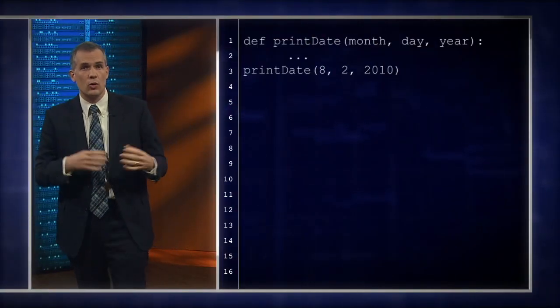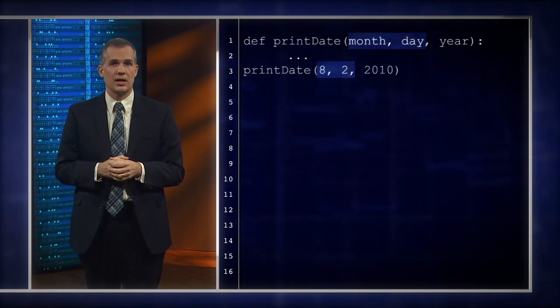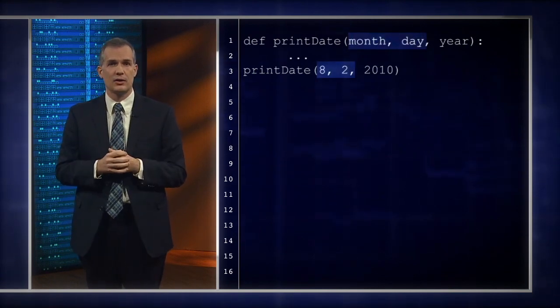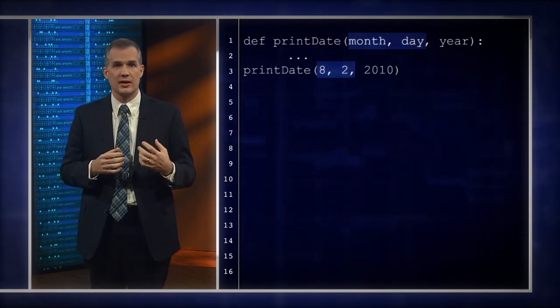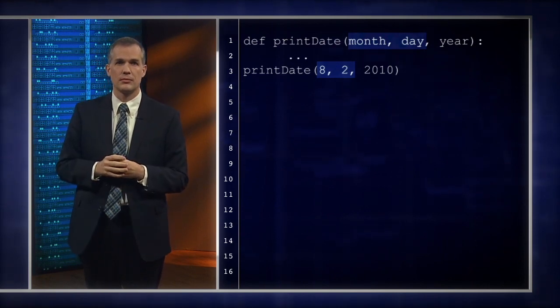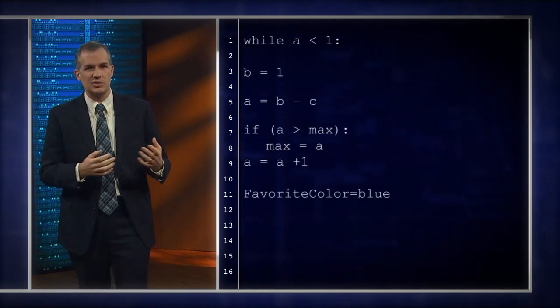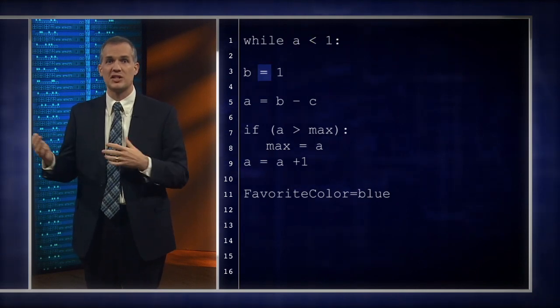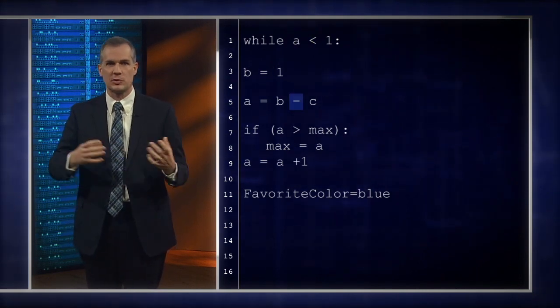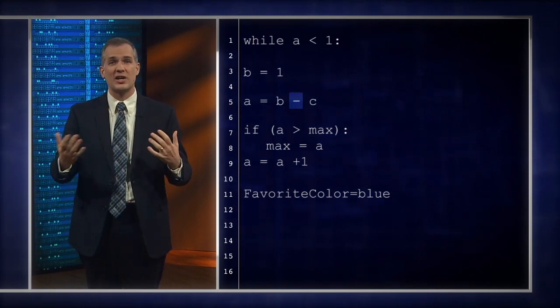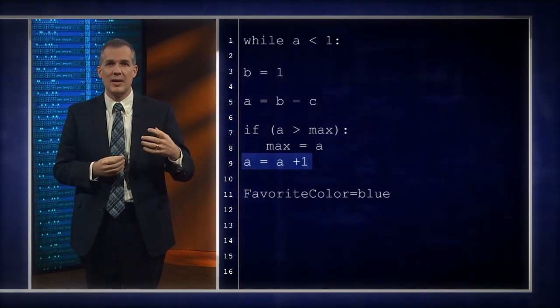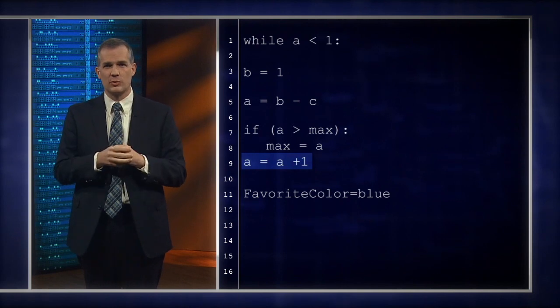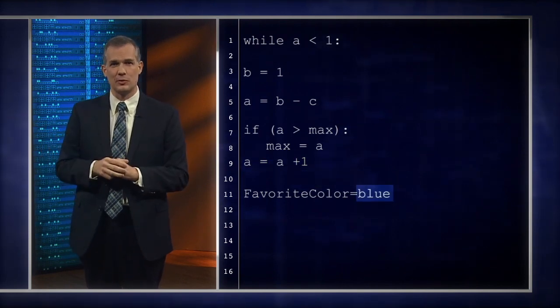You might not remember the order of parameters in a function, and maybe reverse the month and day. You meant to say February 8th, and instead you said August 2nd. You might accidentally switch a greater than to a less than, or you write equals when you meant to write plus equals, or you put in a minus where you meant to have a plus, or you forgot to indent. Maybe you meant to hard code that your favorite color was yellow, but you accidentally wrote that it was blue.